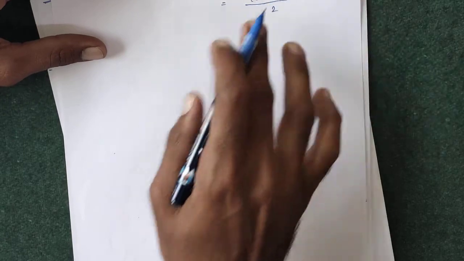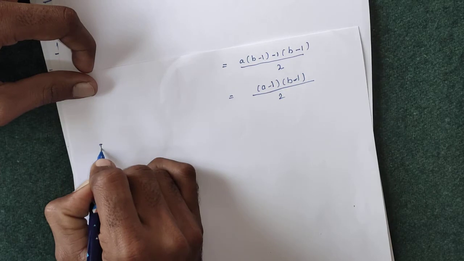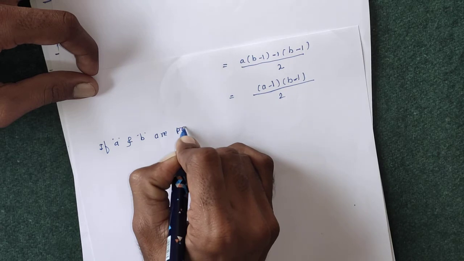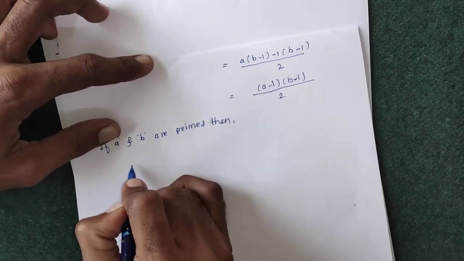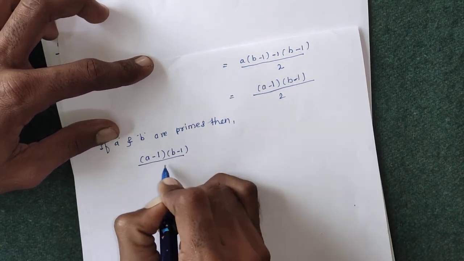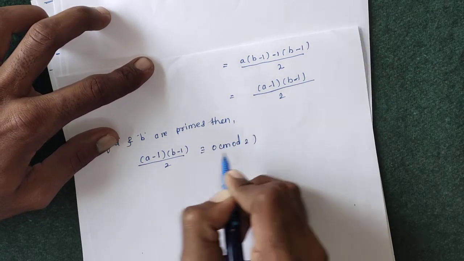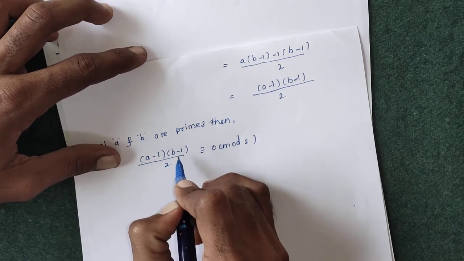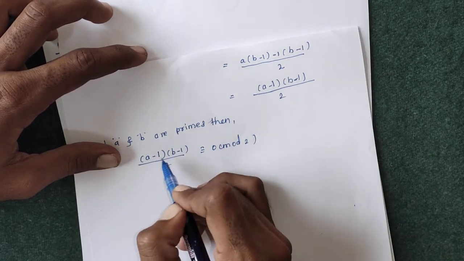Now, if a and b are primes, then this number (a-1)(b-1)/2 is surely congruent to 0 under modulo 2. Since if a is an odd number, then a minus 1 is an even number, and b is an odd number, then b minus 1 is again an even number. If we divide this even number by 2, then we get odd or even. We cannot say whether it is even or odd.